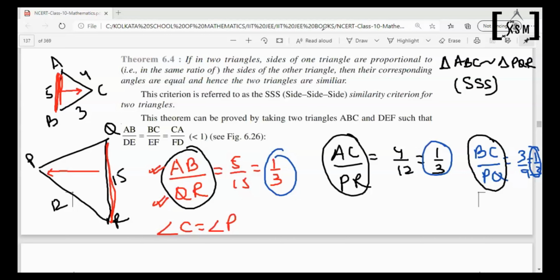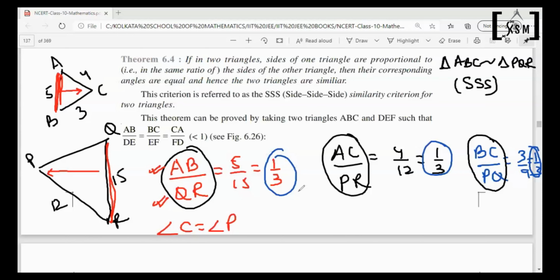Now let's have a look at AC and PR. Sir, can you prove how the opposite angles are equal? Not right now. This session is only for understanding similarity. Yes, we can prove after being similar. Right now, we're just learning the similarity condition. Yes, we can learn that in the next session.